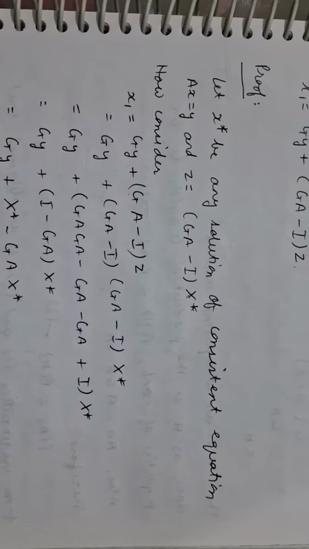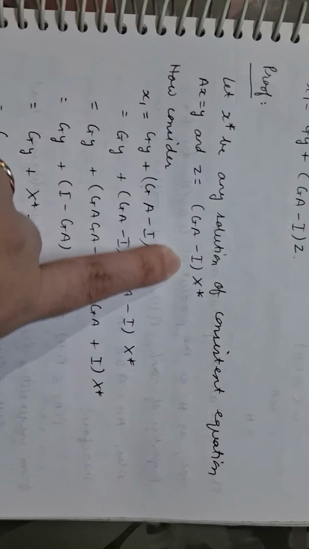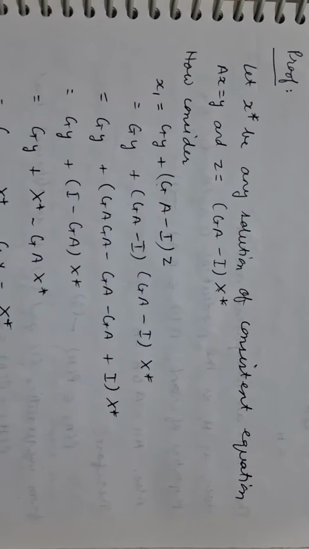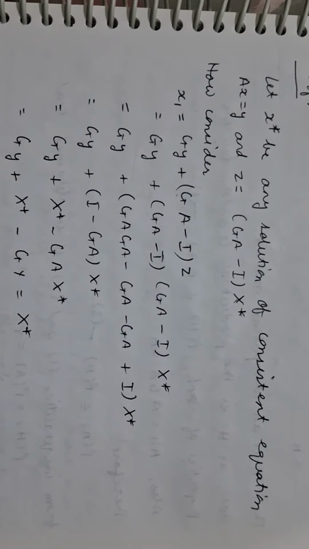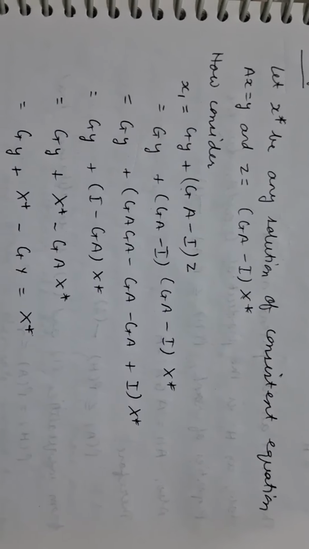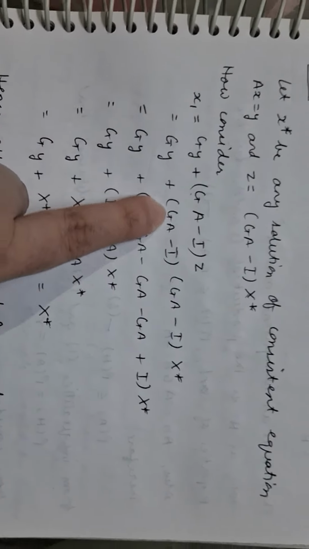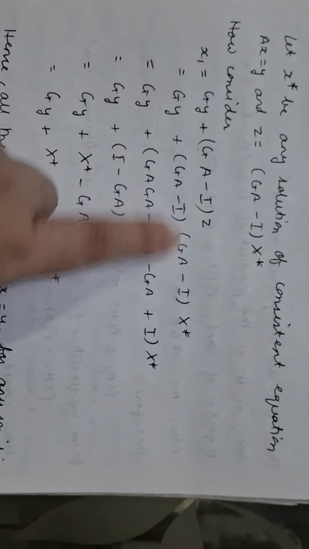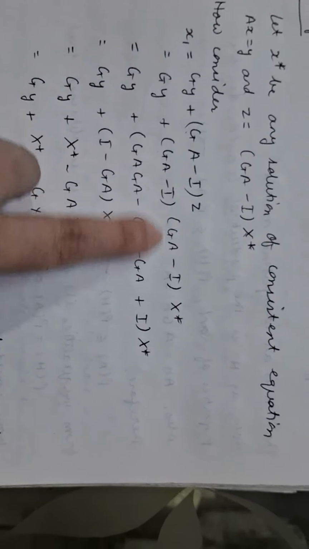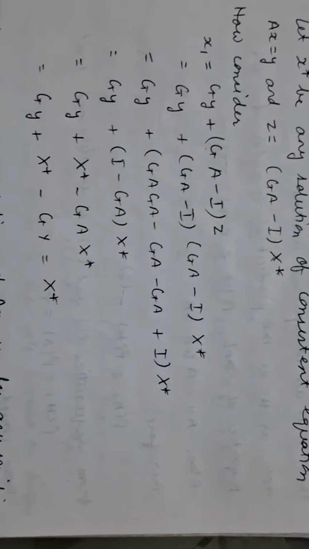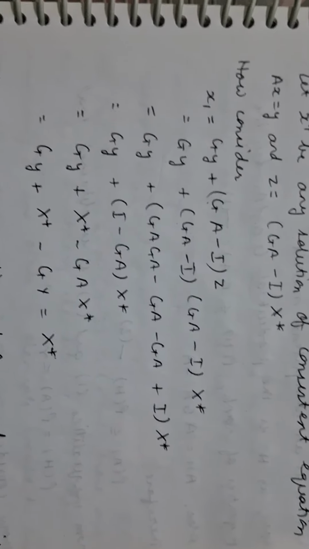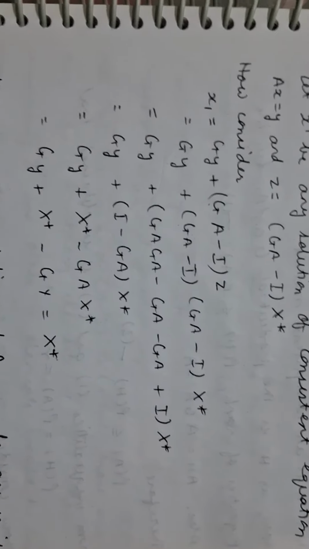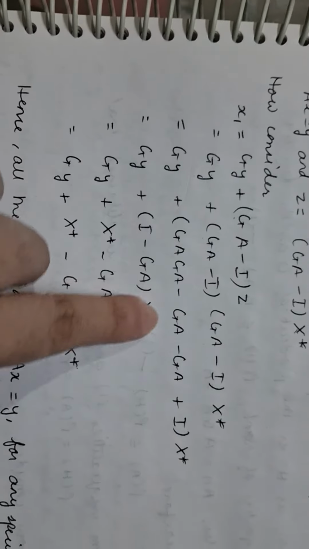On opening this, what is z? z is given as (GA - I)x star. Substituting this value, we get Gy + (GA - I)(GA - I)x star. Opening these brackets and multiplying each term with each term, we get Gy + (GA - GA + I)x star. Now these two GA terms cancel out.